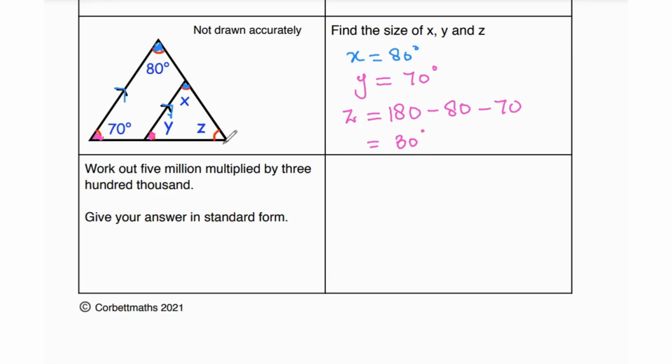You can even use the big triangle for finding the value of z. You can use the small triangle after finding the value of x and y. Either way, it's correct.